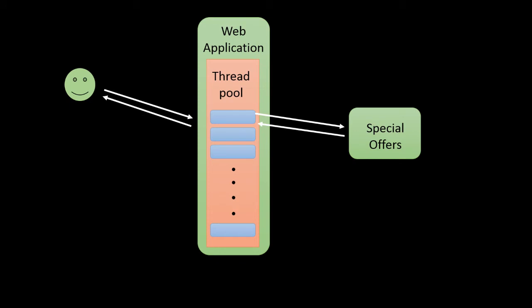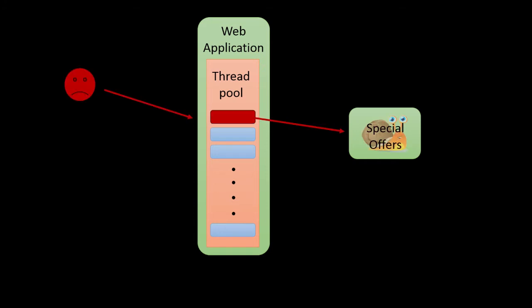When everything works like it should, the service replies, and the response is propagated back to the user, who gets to the special offers page. Everyone is happy. But when the special offer service is slow, or not responding, then the thread will block waiting for a reply from the service. And while the thread is blocked waiting for a reply, it can't handle any other user requests.